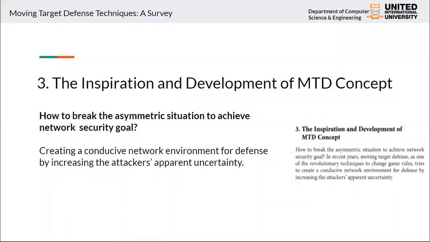Section 3. The inspiration and development of the MTD concept. Now the huge question is how to break the asymmetric situation to achieve the network security goal. The answer can be creating a conducive network environment for defense and increasing the attacker's apparent uncertainty. Now this concept will be elaborated in the next two subsections.